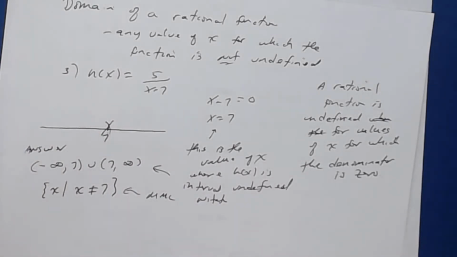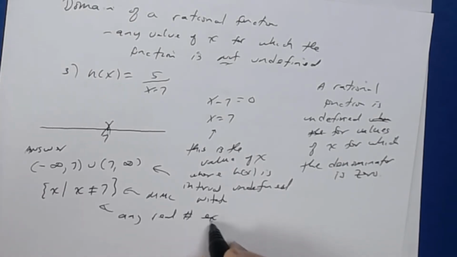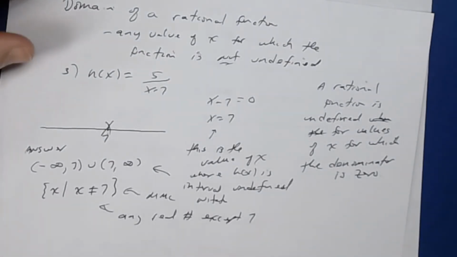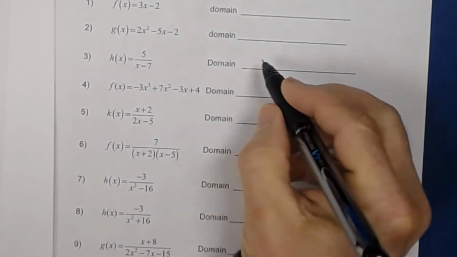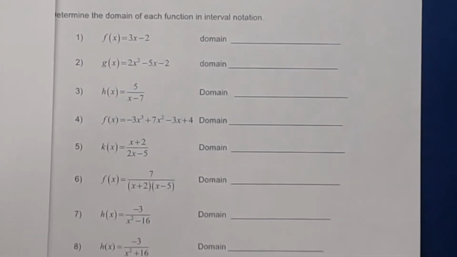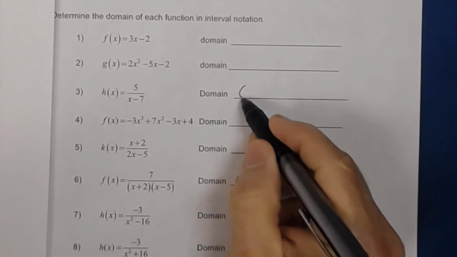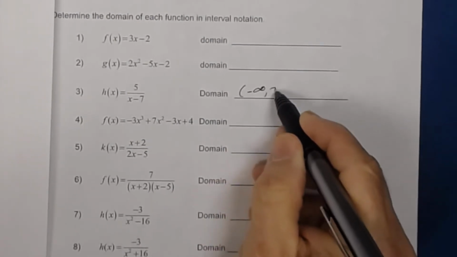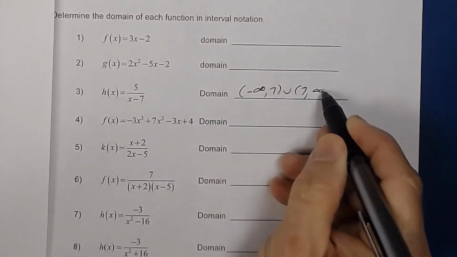Okay. So this, remember, means a set of x's such that x does not equal 7. So any real number except 7. Okay? All right, now, so that was number 3. So number 3, I'm going to go ahead and put this right here. Since I wanted interval notation, I'm going to go ahead and state it as such. So that's going to be negative infinity to 7, union 7 to infinity.